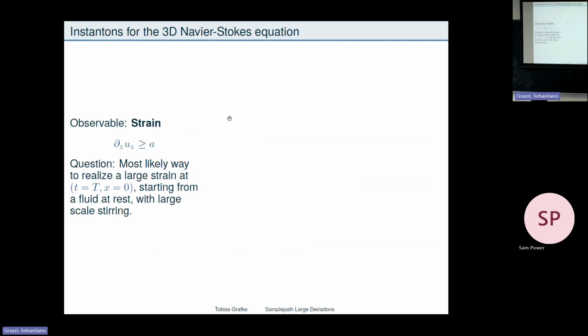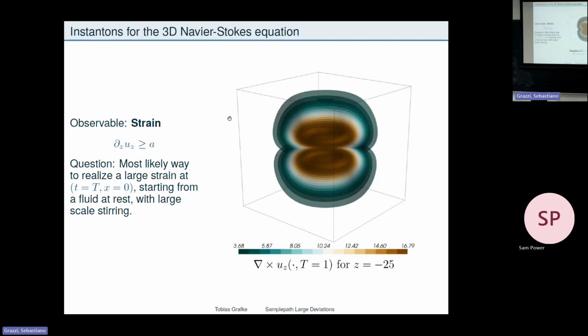For strain, I don't know how much fluid intuition people in the audience have, but it's probably close to 0. What even is strain? A strong derivative of the velocity in a certain direction, and of the same component that I compute my direction in. And the most likely way to observe a large strain is just to have two colliding vortex rings. So then at the very center, it's basically pulled apart in two directions.